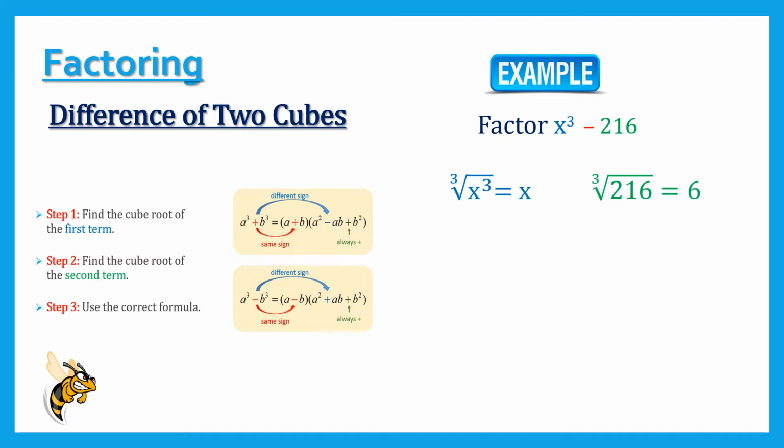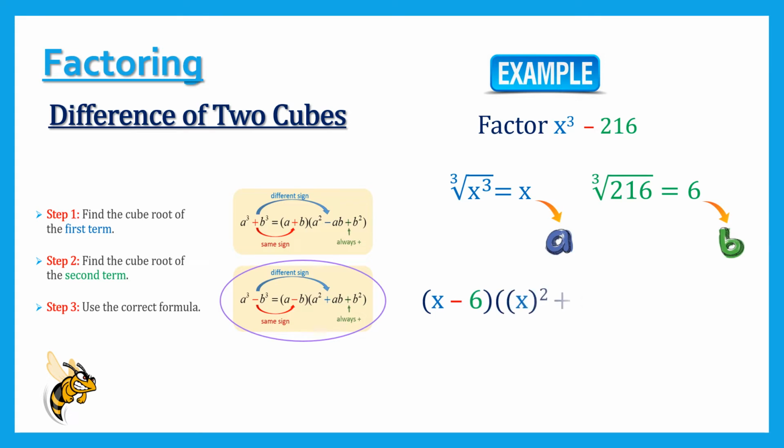Then I need to choose the correct formula. So I need to keep that in mind. But first I need to figure out what the 6 and the x represent. The x is the value for A, and the 6 will be the value for B. And we are going to use the bottom formula because it's the difference of two cubes. And all I have to do is replace the A with x and the B with 6 in that formula.